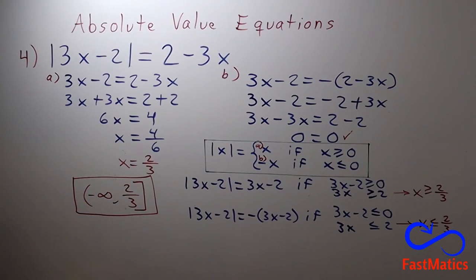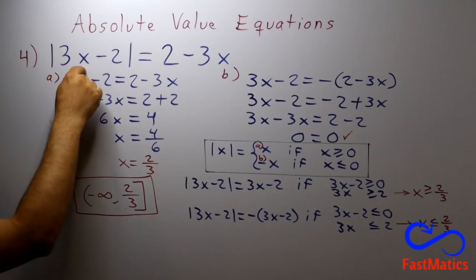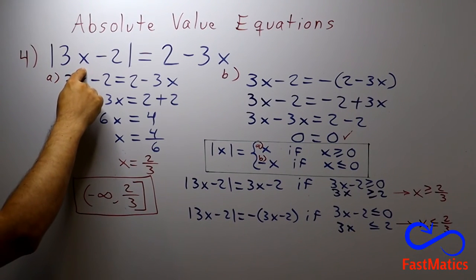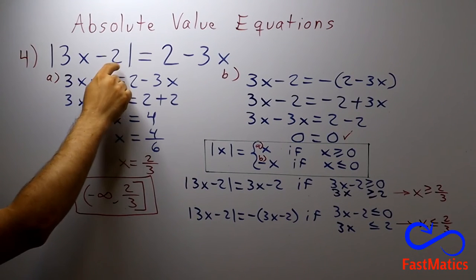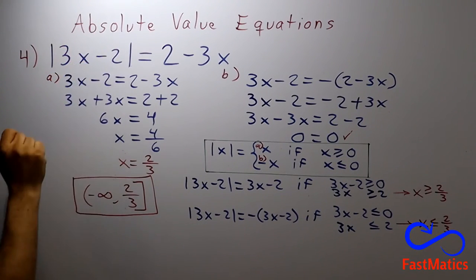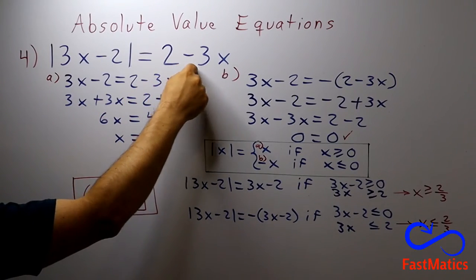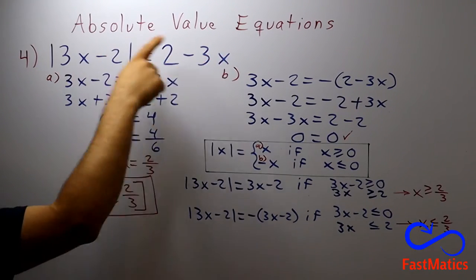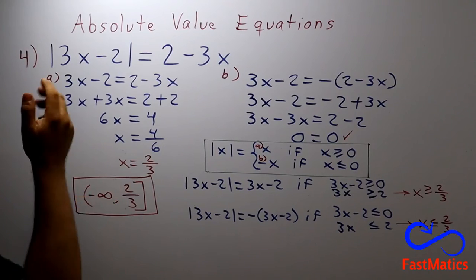And if you verify, it is true. For instance, 0. 3 times 0, 0. Minus 2 is negative 2. Absolute value of negative 2 is 2. And here, 2 minus 3 times 0 is 2. It is true. Correct. Another example.